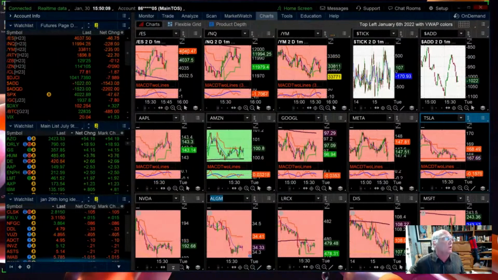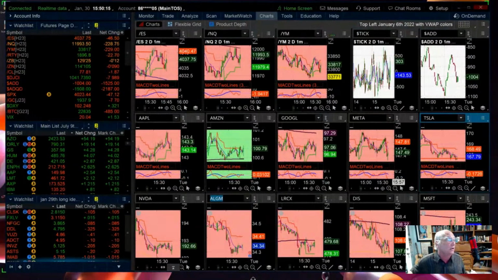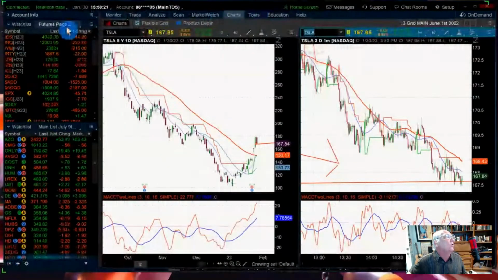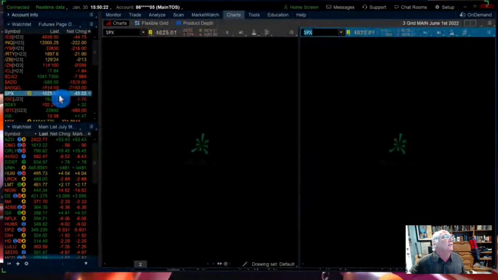So I'll show you another. So we did something in that ALGM. That's a shot. Just keep that in mind. That's a shot. Number two, we did the SPX. Uh-oh. That's what I was telling you. Popeye.